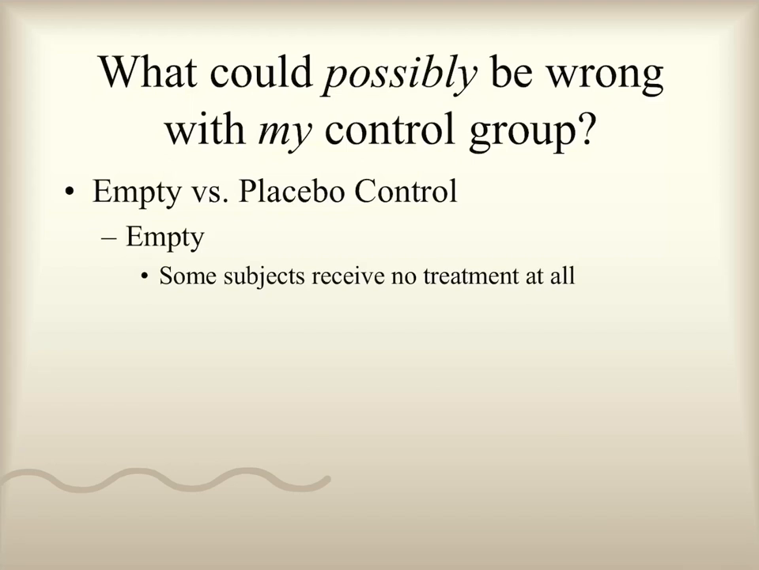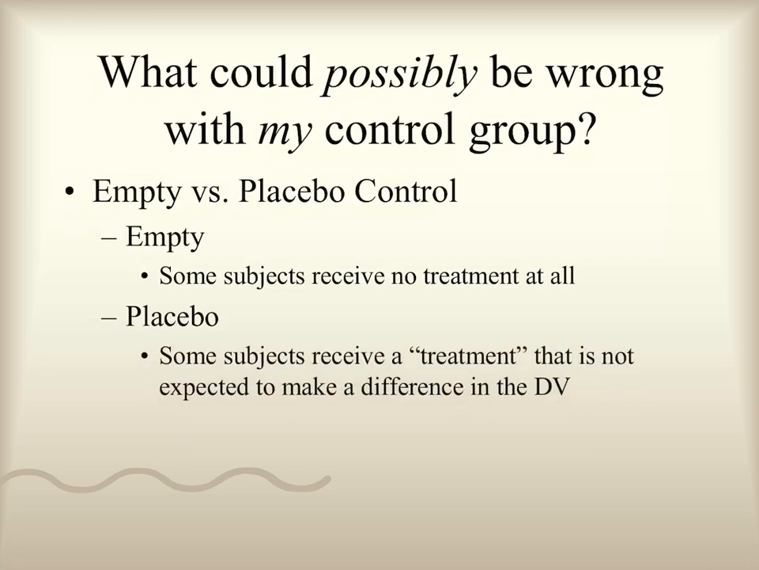Okay? In other words, many of your simple experiments involve giving some people a treatment and other people no treatment at all. A placebo control group is where some participants get a treatment that's not actually expected to make a difference in the DV, but they think it will. The easiest way to explain this is with drugs. So let's take our drug group that we had before, where we had drug A, and then we had a control. Let's say this empty control group gets nothing at all.